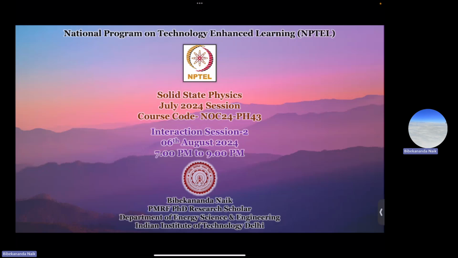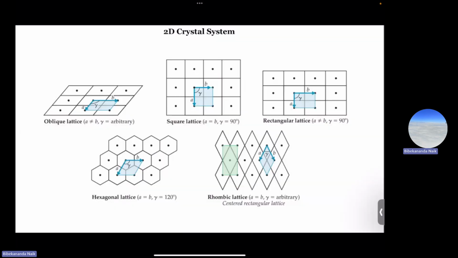So, in today's interaction session, I'll be solving a few sample problems that are based mainly on the week 2 lectures, which cover some basic introduction to the crystal structures, types of crystals, three-dimensional crystal structures mainly, and Miller indices like the direction cosines and direction indices of the planes that are present in a crystal. So, before discussing a few problems, I'd like to give a brief explanation of the crystal structure and other things.